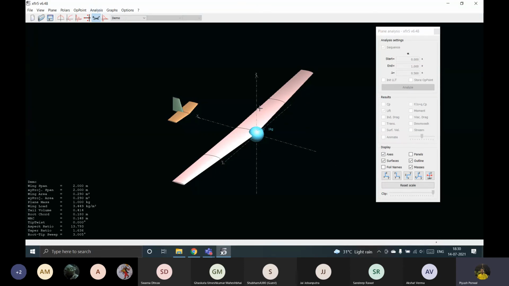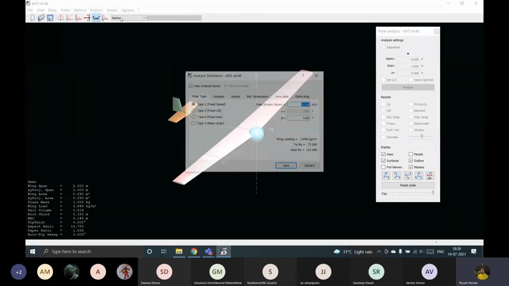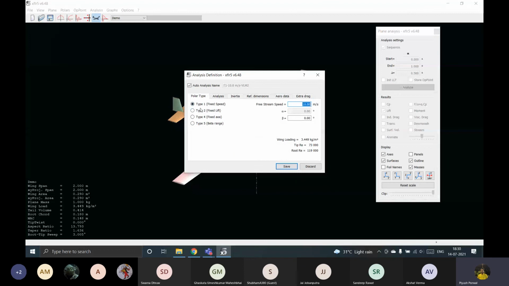Now when your plane is ready with all the masses, you define an analysis here. You have 4 options for analysis. We mostly choose the fixed lift analysis. This analysis gives you lift always equal to weight, so this is for the cruise part. At different angles of attack, the aircraft adjusts its speed to change the lift, so that lift is always equal to weight and the plane is flying in steady level flight.